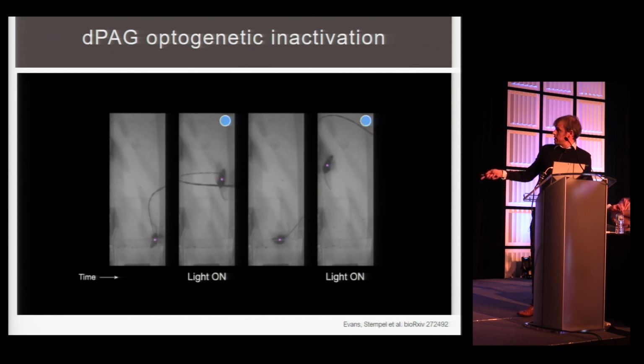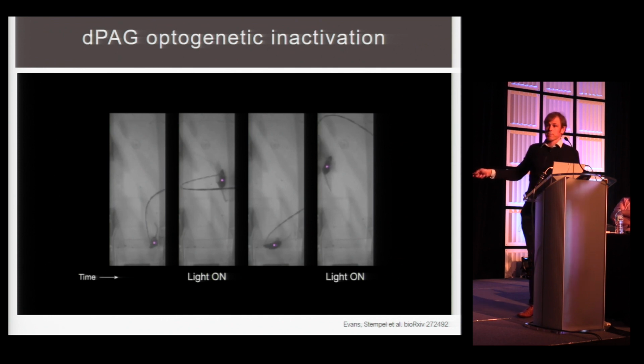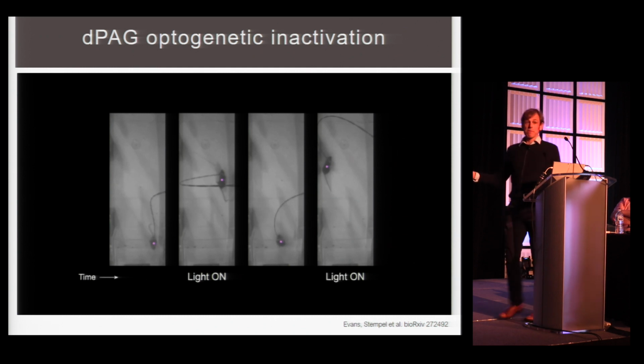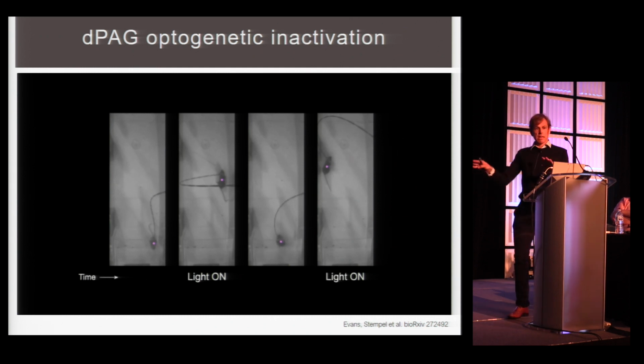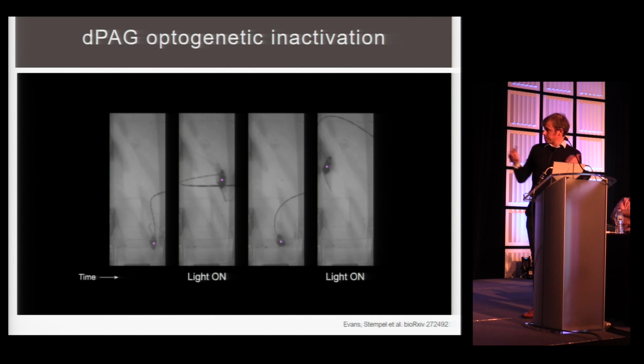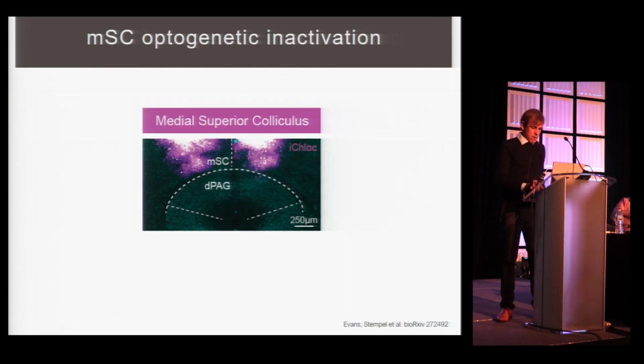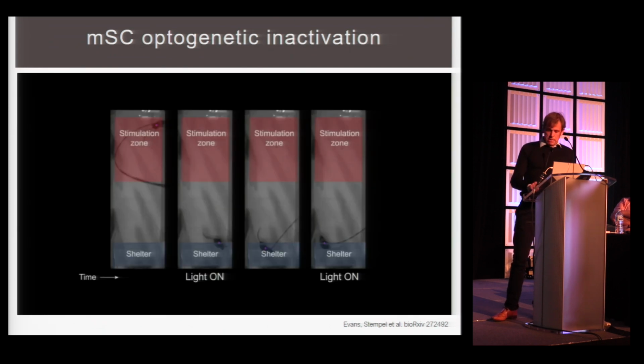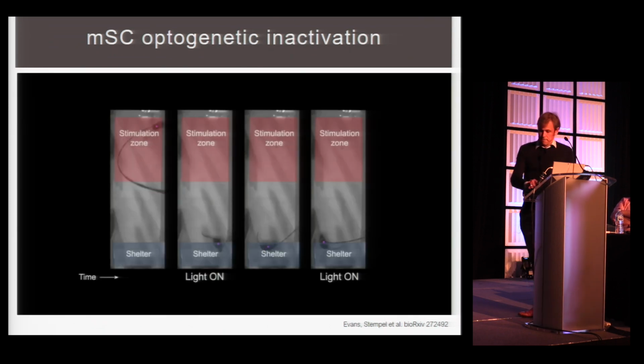Right, and you can see that light on in the periaqueductal gray array completely blocked the escape response and actually converted the defensive response into a freezing behavior. So the animals did react to the threat. They actually did a slight step backwards, and they froze, right? So now the same thing in the deep medial superior colliculus.